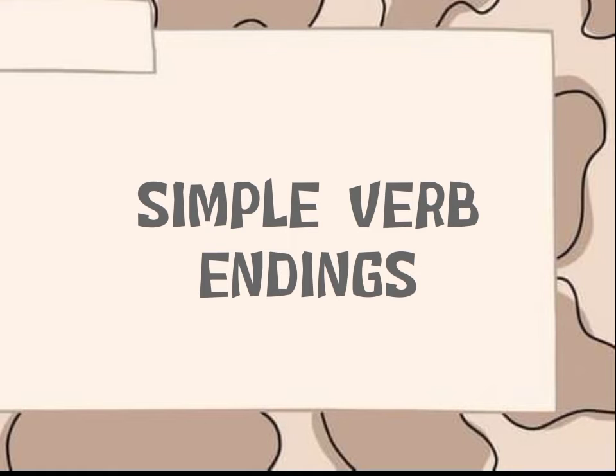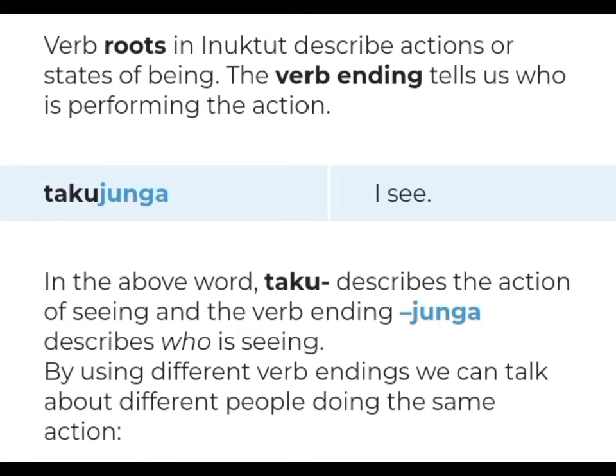Now let's move forward to the simple verb endings. The verb roots in Inuktitut describe actions or states of being. The verb ending tells us who is performing the action. In the above word, taku describes the action of seeing and the verb ending junga describes who is seeing. By using different verb endings, we can talk about different people doing the same action.